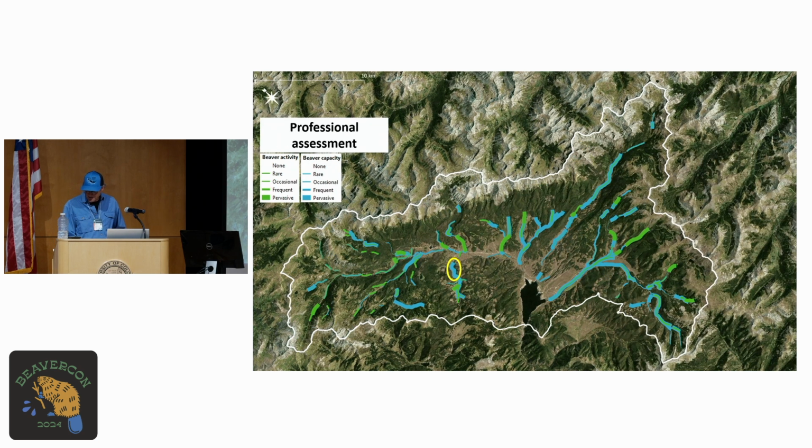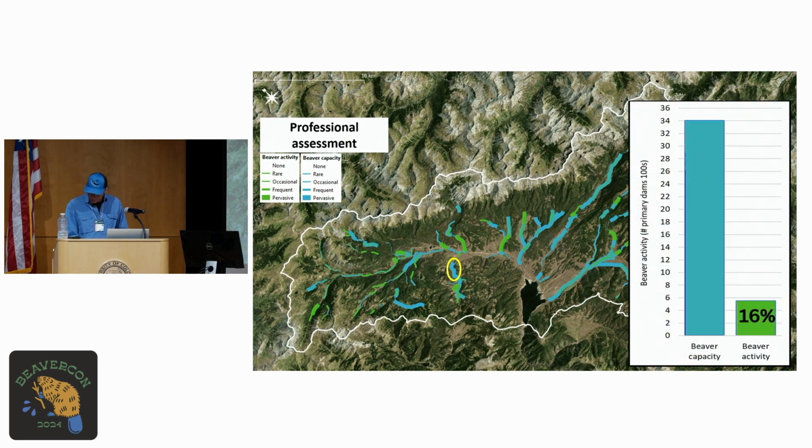A more professional assessment of historical capacity using more sophisticated methods and more rigorous data yielded this result. And by this estimate, 16% is currently active, which is better, but it still suggests a severely depressed beaver population.